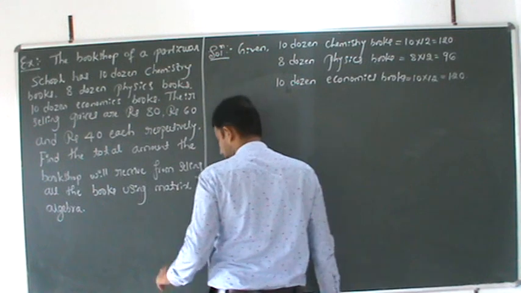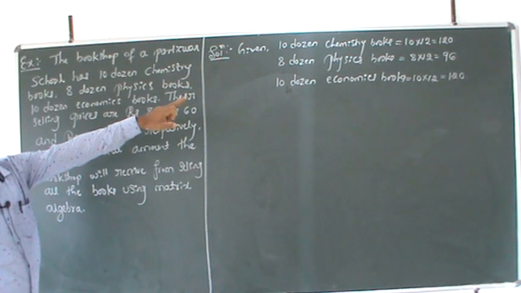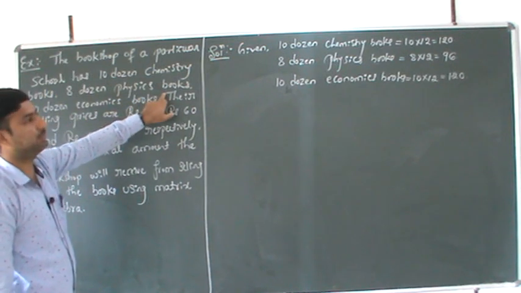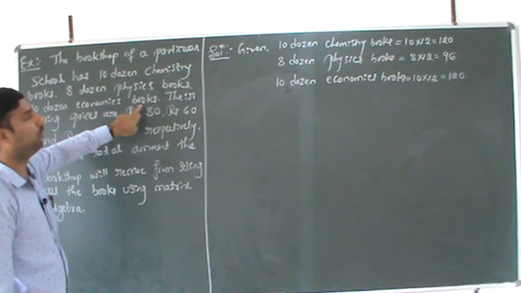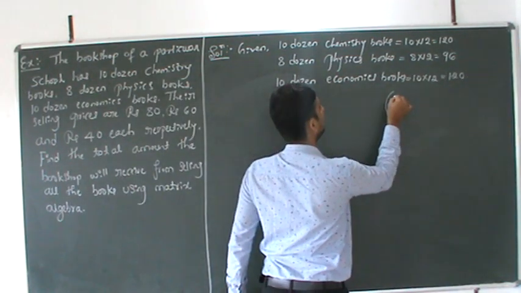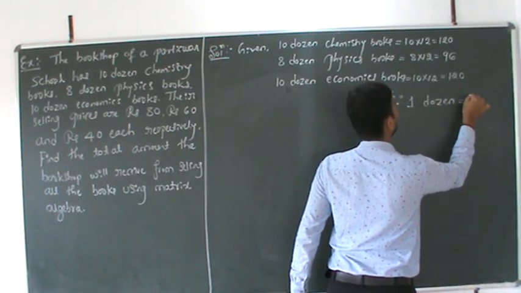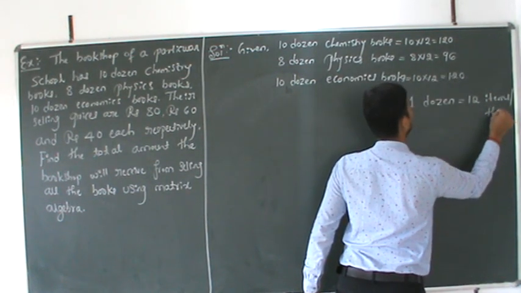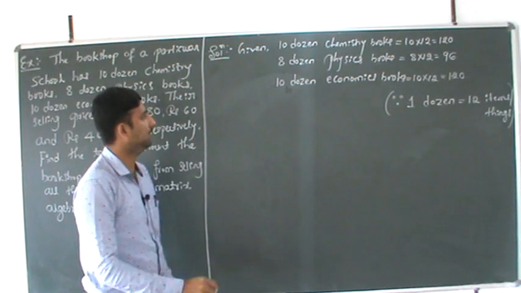Correct? 10 dozen chemistry books, 10 into 12, that is nothing but 120. After that, 8 dozen physics books, 8 into 12, that is nothing but 96. After that, 10 dozen economics books, 10 into 12 is nothing but 120. Correct? Because 1 dozen is equal to 12 items or things.